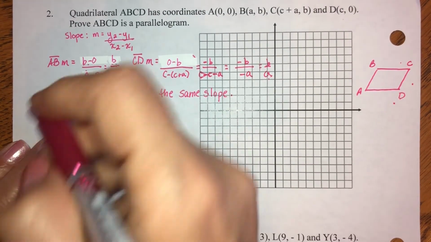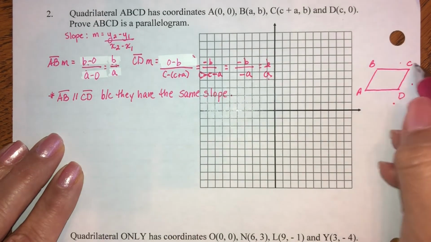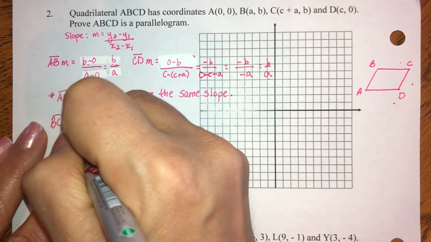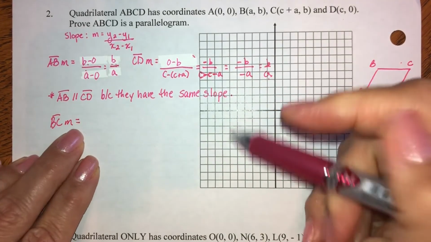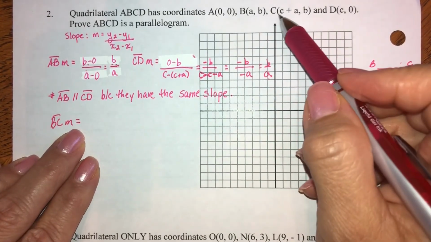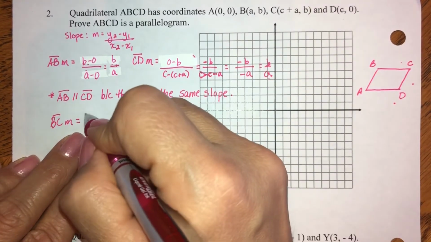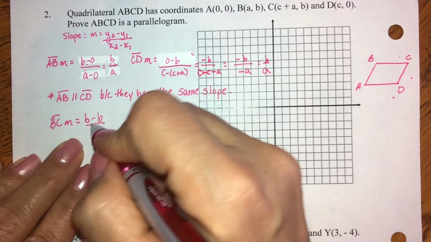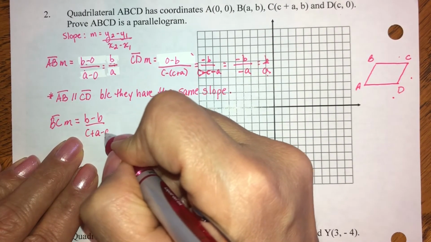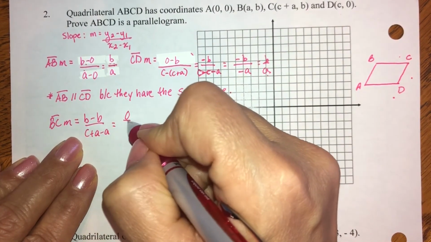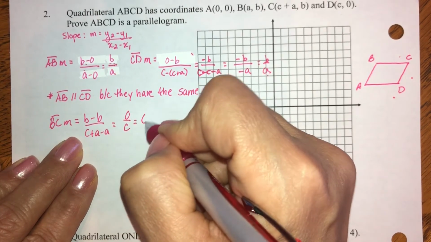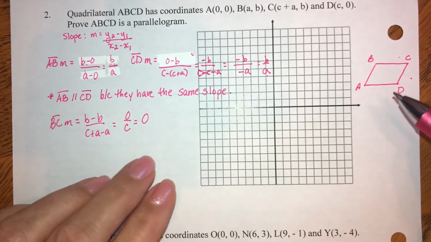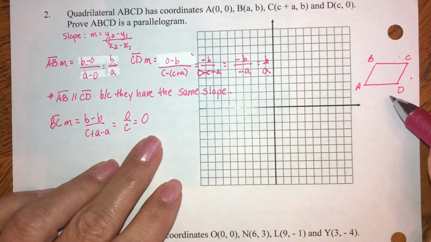So I am now going to go to side BC and find that slope. I'm going to try to be a little more careful here about putting things in the right places. So for BC, I'm going to have change in Y, which will be B minus B, over change in X, which will be C plus A minus A. Well, this does something interesting. I get 0 over C, which is 0. 0 divided by anything is 0. That's okay.